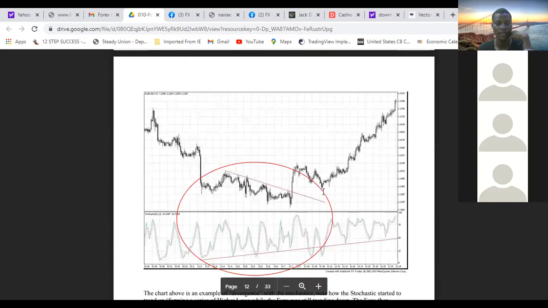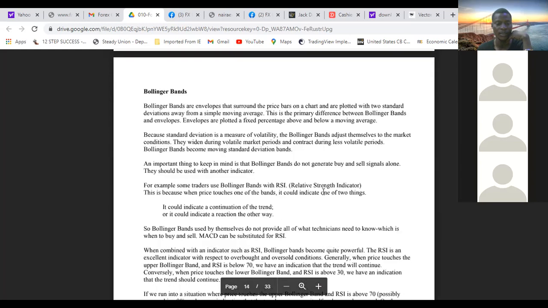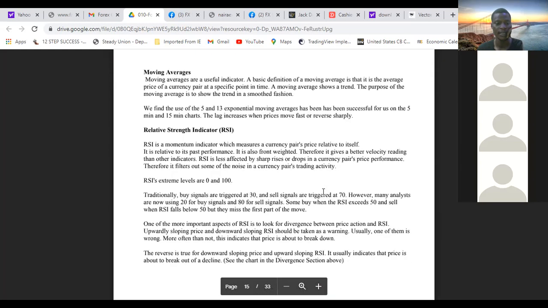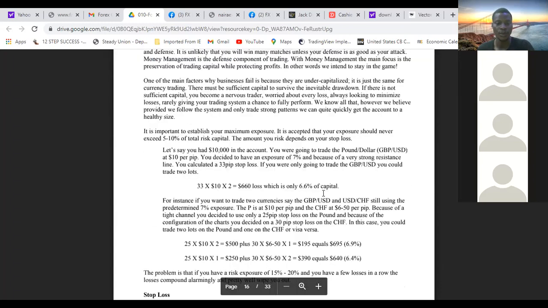Divergence and convergence is another form of trading. We're going to discuss that. Bollinger Band, we discussed Bollinger Band.